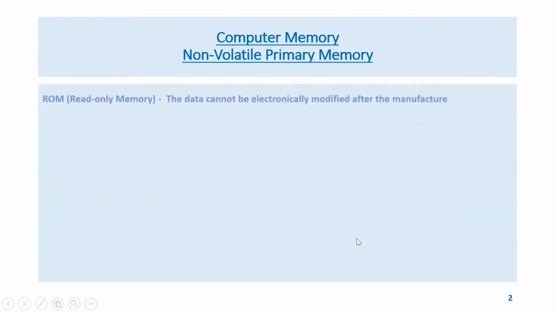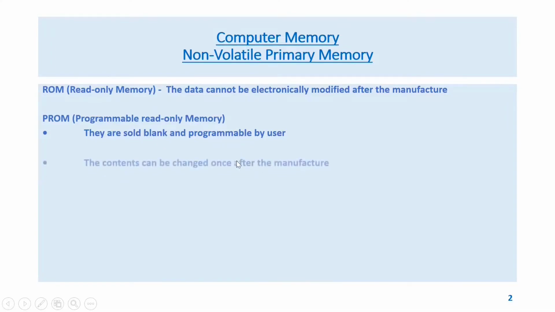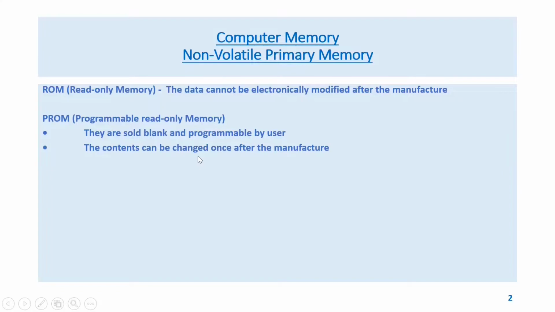Non-volatile primary memory can be read-only memory. In case of read-only memory, the data cannot be electronically modified after manufacture. It can be PROM, that is programmable read-only memory. In programmable read-only memory, they are sold blank and programmable by the user. The contents can be changed only one time after manufacture.